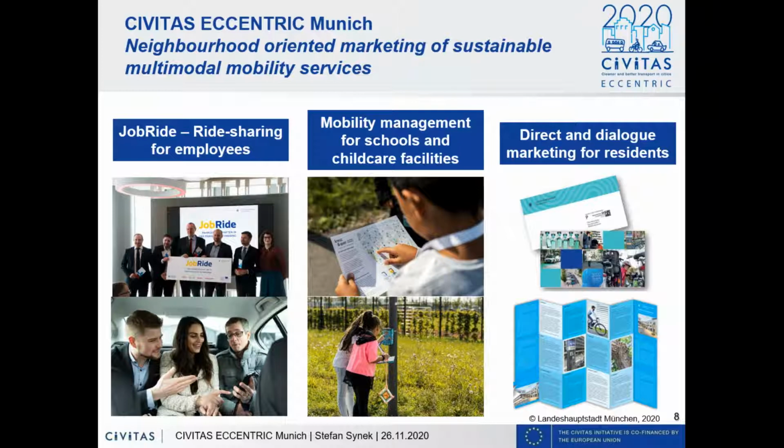Second target group were children and youth, and we did, in cooperation with schools and with parents, lots of different education and mobility training to sensitize them how to move in public spaces on the roads. And third, all residents were addressed by us via direct and dialogue marketing campaigns. So we cooperated with a call center and also a communication agency to promote sustainable modes of transport. So they got a lot of information material, all the residents, and could try different test trials from the shared mobility providers, for example.